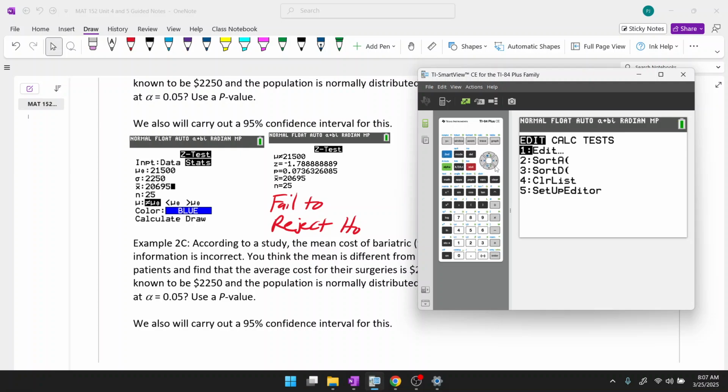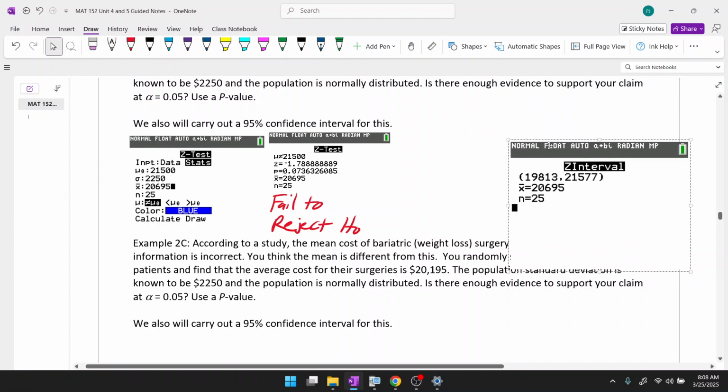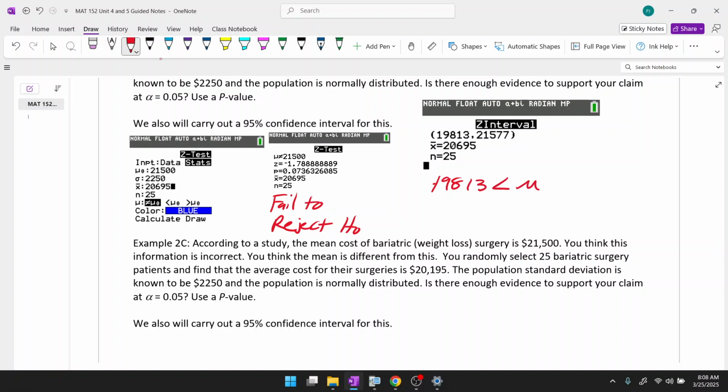Now, if we go to do the interval that goes with this, we see that the interval will contain the 21,500. So basically, the confidence interval does contain the claimed value for the mean here. So not a bad deal, if I do say so myself.